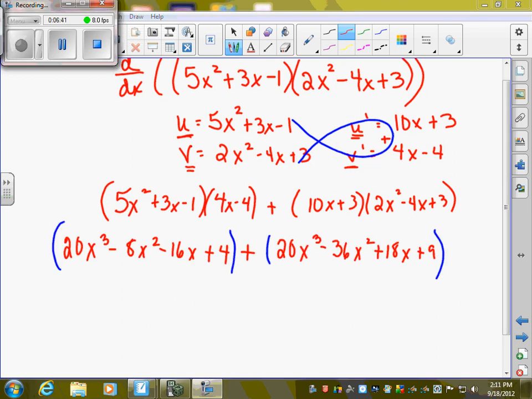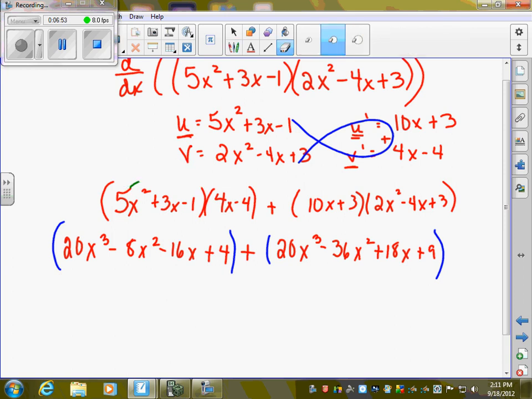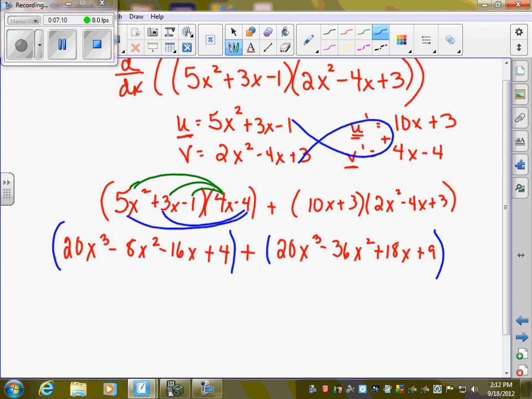Okay, so I went ahead and I just took a minute and multiplied those out, and just to save some time, I multiplied 5x squared times negative 4x, and then I multiplied 3x times 4x, negative 1 times 4x, and then I did the reverse. I took 5x times negative 4, 3x times negative 4, negative 1 times negative 4. And then I just went ahead and combined all like terms. And that's how I got these two polynomials.